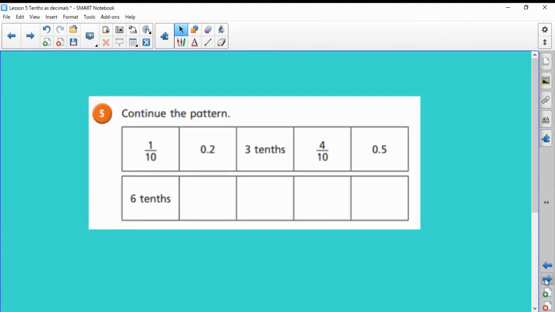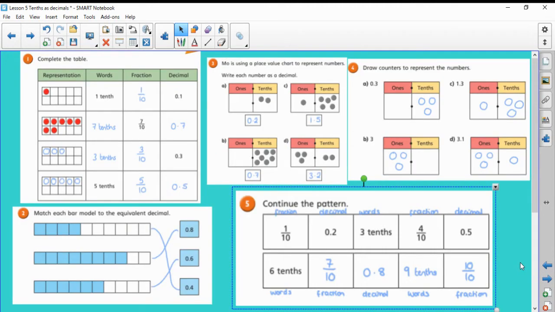Number 5. Can you continue this pattern? 1/10, 0.2, 3/10, 4/10, 0.5, 6/10. Can you see that sometimes it's a fraction, sometimes it's a decimal, and sometimes there are words? Can you continue? Pause the video while you check your answers.